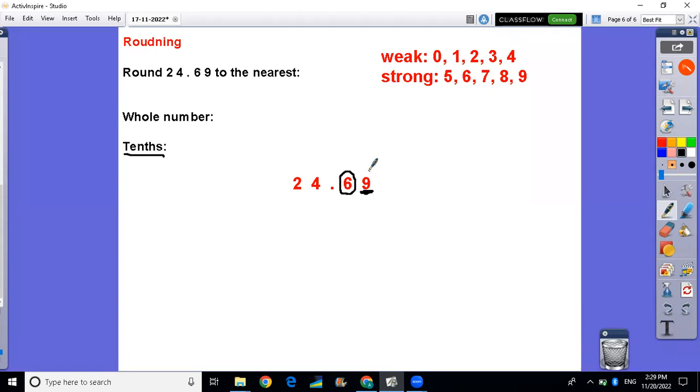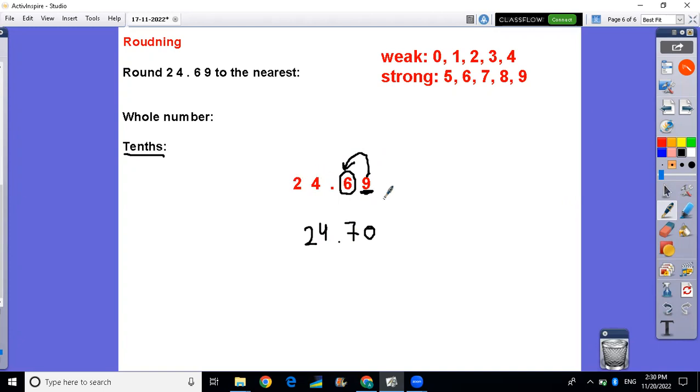So here we got a strong number. Since the underlined digit is a strong number, it's going to give the circle 1, which is going to make it 7. Everything before the circle is going to be the same. Everything after the circled digit is going to turn into 0. Okay, after that, now we're done. I circled the tenth. I underlined the digit that's after it. It's strong, so it's going to give the circle 1. The 6 became 7. Everything before it stayed the same. Everything after it turned into 0.